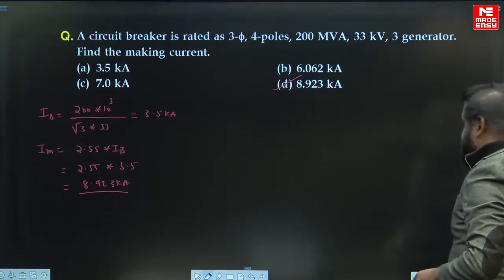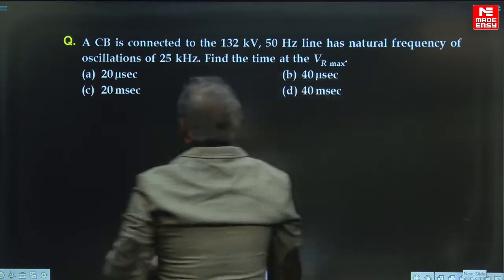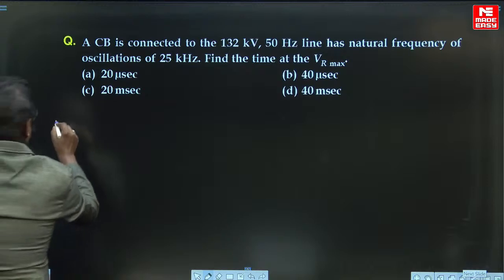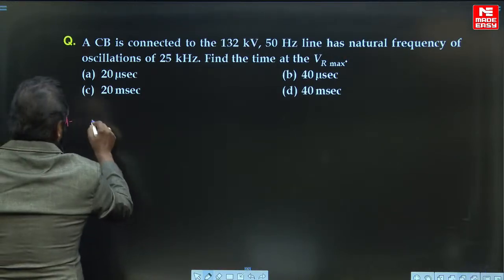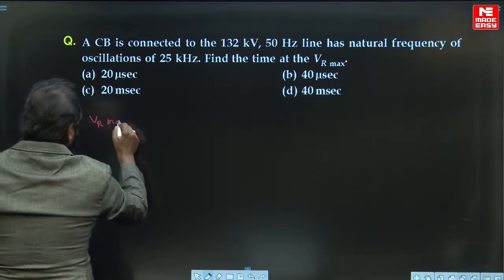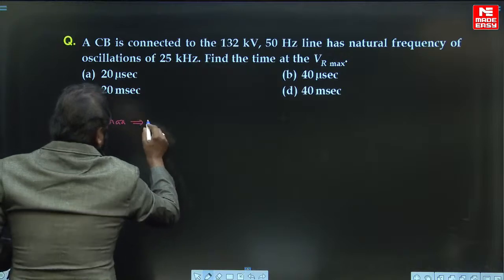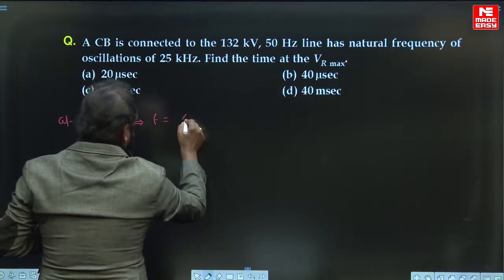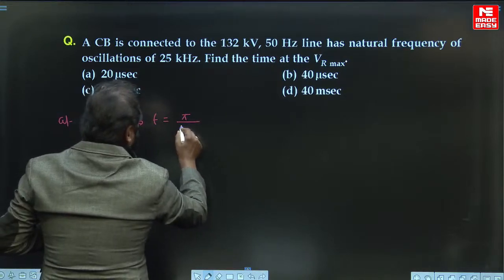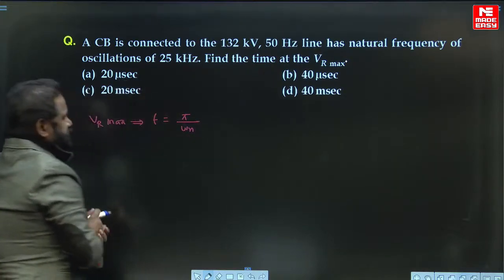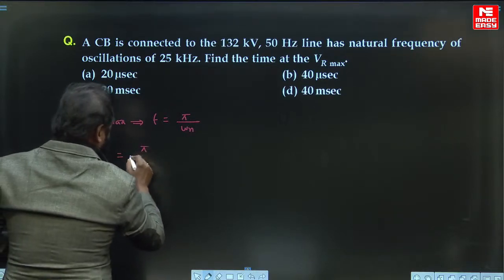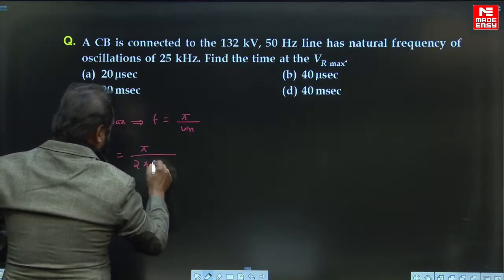Okay. Next, a circuit breaker is connected to the 132 kV 50 Hz line. The natural frequency of oscillations is given. Find the time at VR max. So what you can say is at VR max, time T is equal to pi by omega n. That is equal to pi by 2 pi Fn.